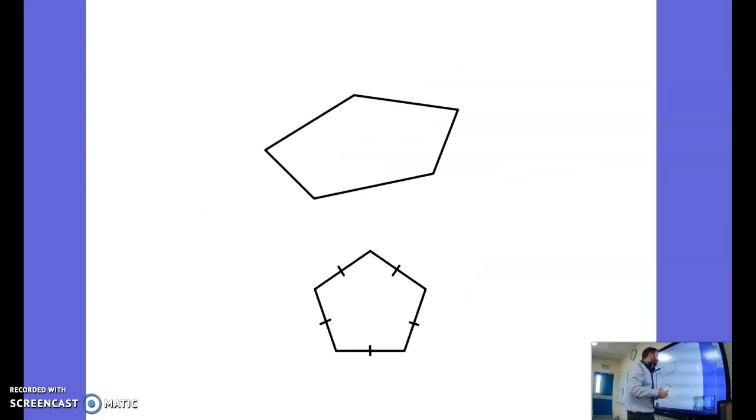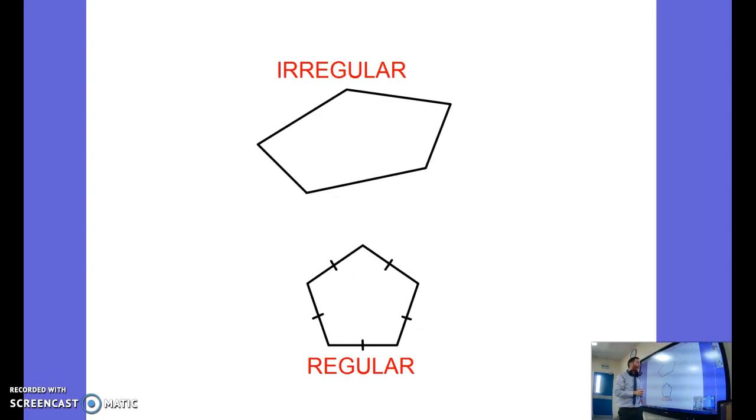Okay, here are two polygons. One of them is perhaps more aesthetically pleasing than the other. And the wonky one at the top there is what we call an irregular polygon. It means that the sides are different lengths, the angles are different sizes. Down the bottom there, indicated by these lines, we have a regular polygon. So if all the sides are the same and all the angles are the same, we call it a regular polygon. And there are different rules for finding the angles in irregular and regular polygons.